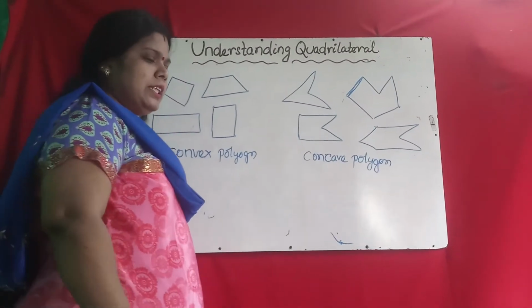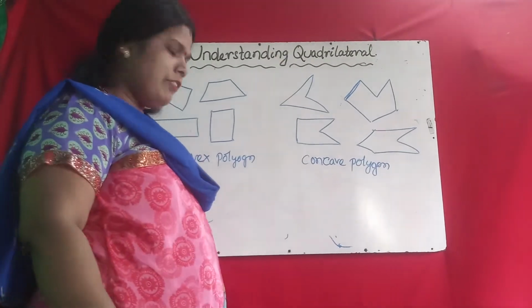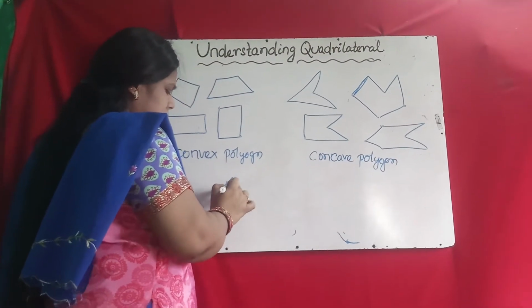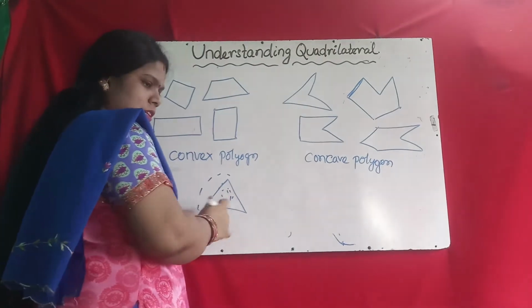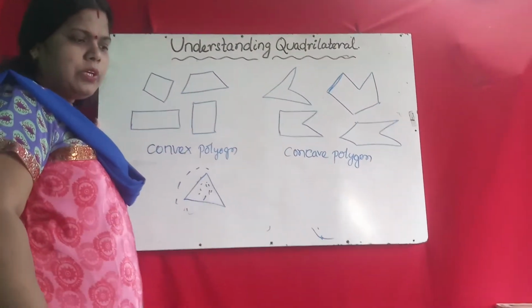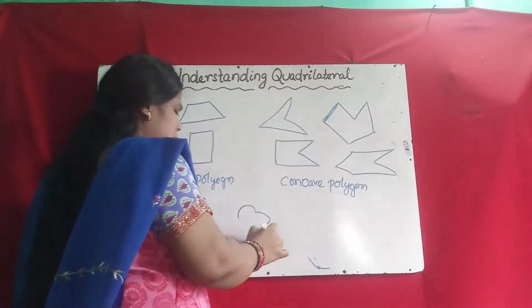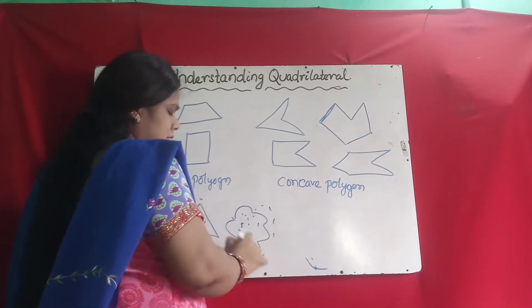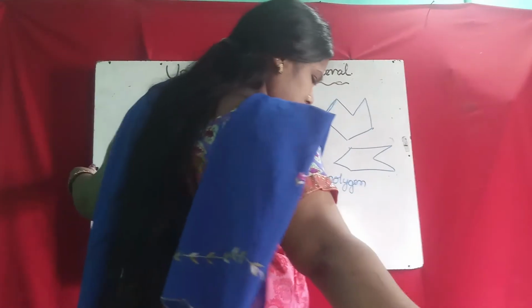Now the interior and exterior parts. Any figure you know. Suppose it is a triangle. This part is called the interior and the outside part is called the exterior. It is a simple thing. Okay, any curve. Suppose a curve: the inside is the interior part and the outside is called the exterior part.